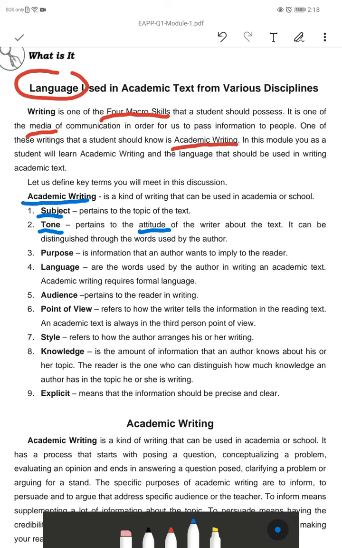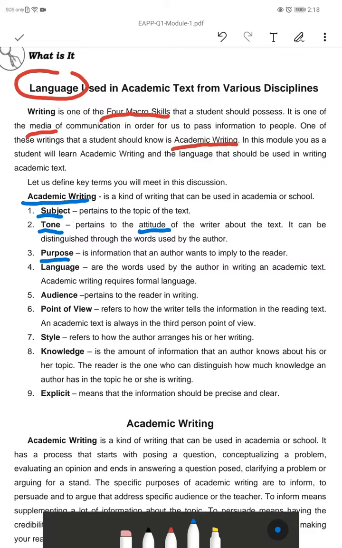So it's all about the attitude of the writer about the topic. How do you think the writer feels about the topic? Okay? Then third, we have purpose. Purpose is the information that an author wants to imply to the reader. So what is the purpose of the writer?